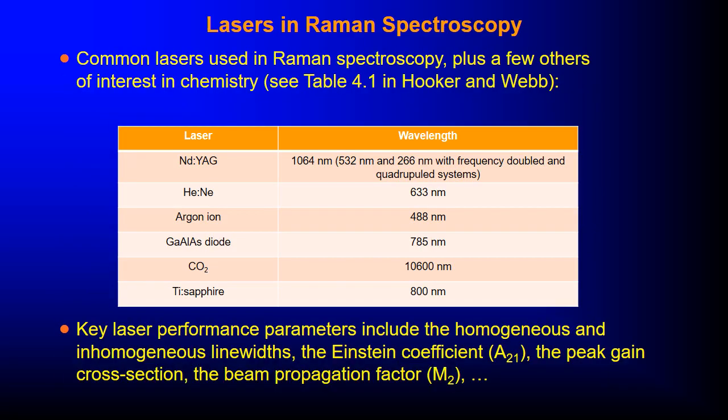Common lasers used in Raman spectroscopy plus a few methods of interest in chemistry. As we have mentioned, the neodymium yttrium aluminium garnet, we have helium neon, we have argon ion, we have carbon dioxide, and we have the titanium sapphire. So you can see them versus their wavelengths, as you can see there.